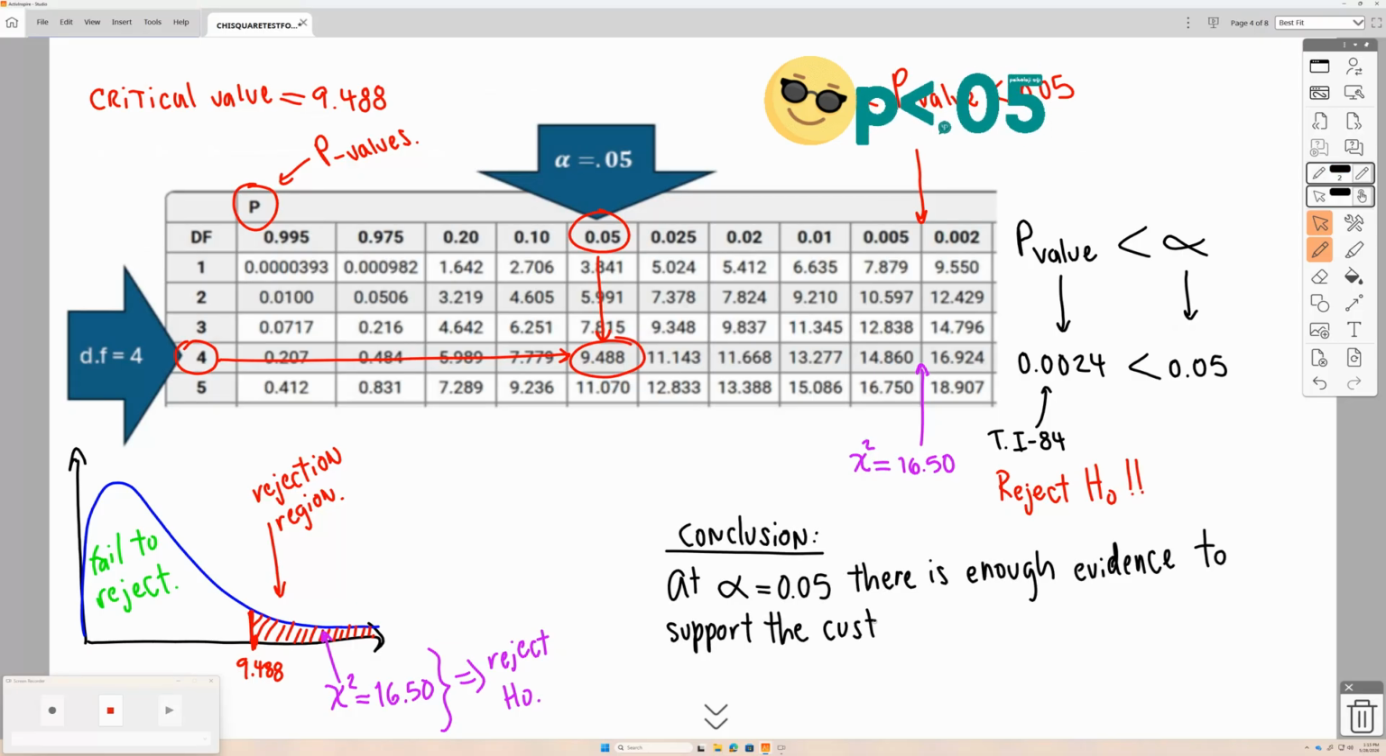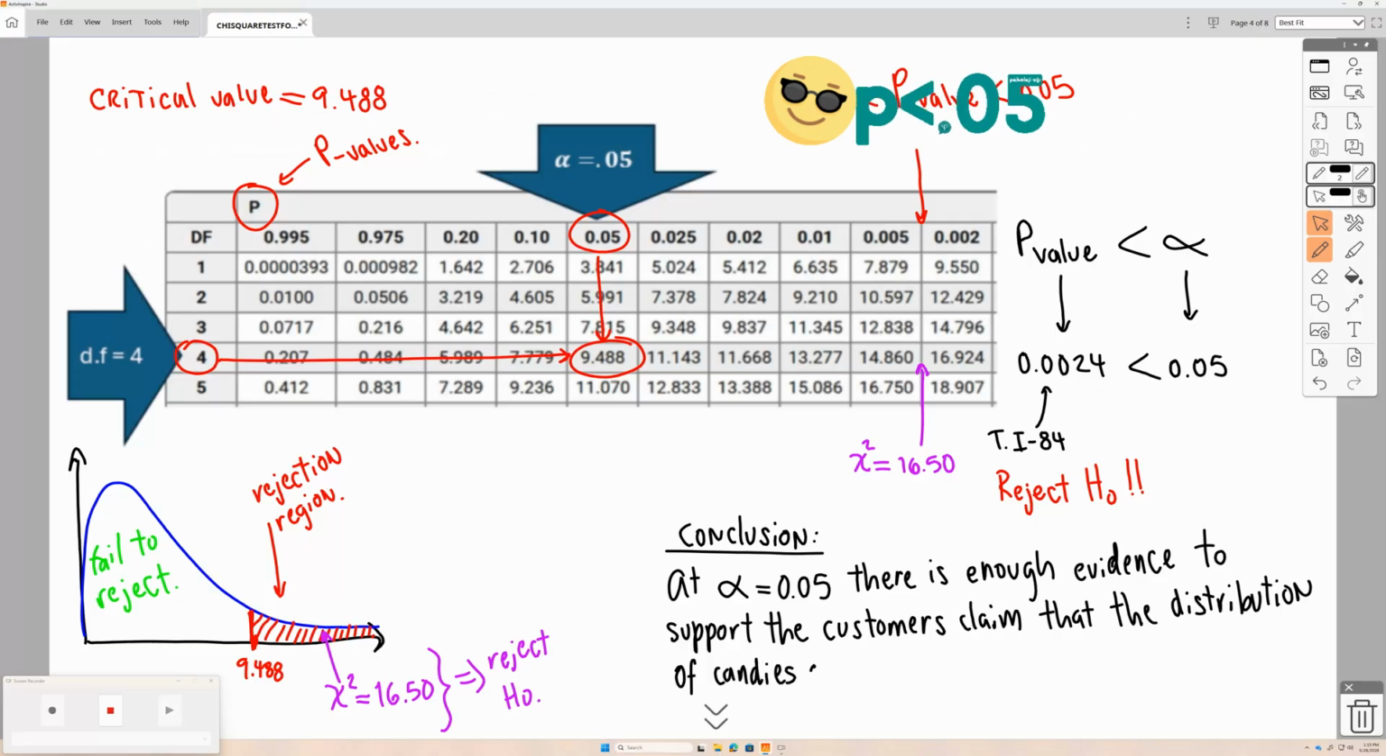Step number 4, conclusion. At a significant level alpha of 0.05, there is enough evidence to support the customer's claim that the distribution of candy colors is not uniform. In other words, the customers are right. You have statistically significant evidence that the candy distribution is not uniform 20% each.